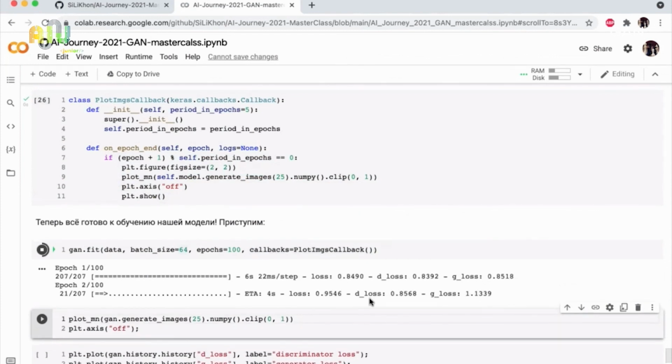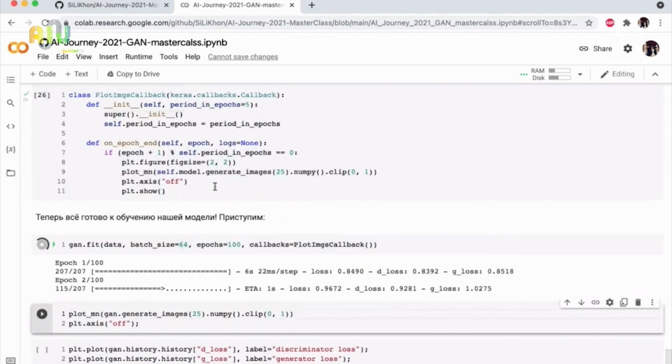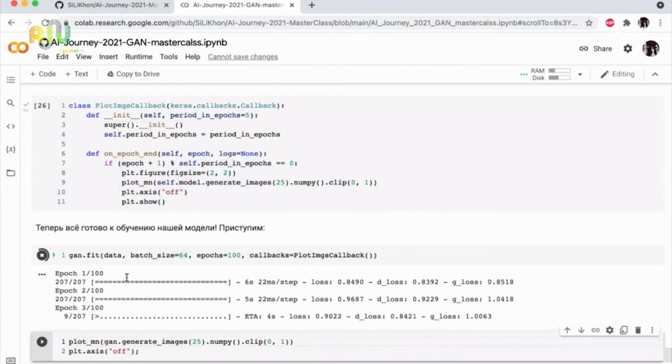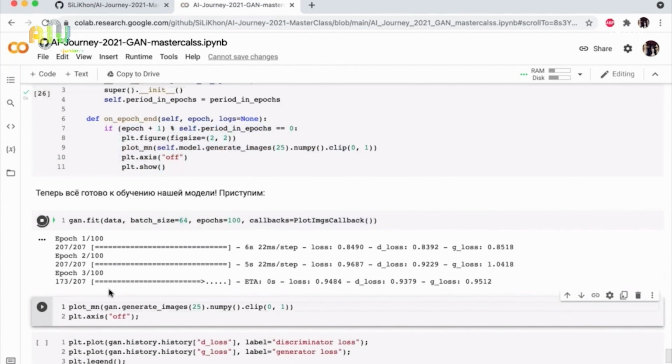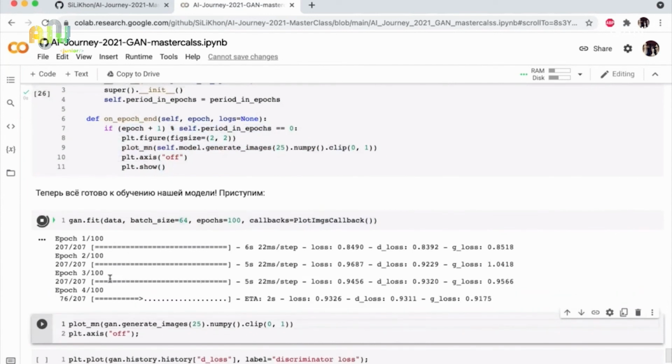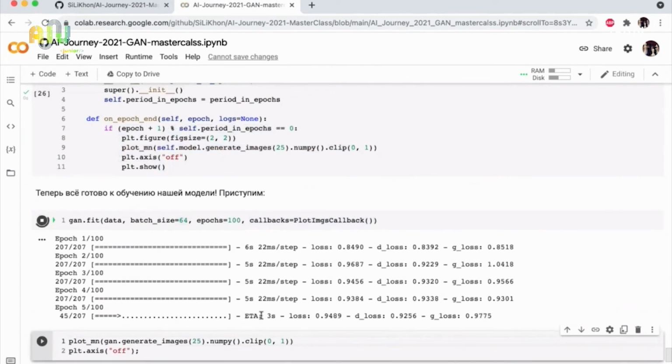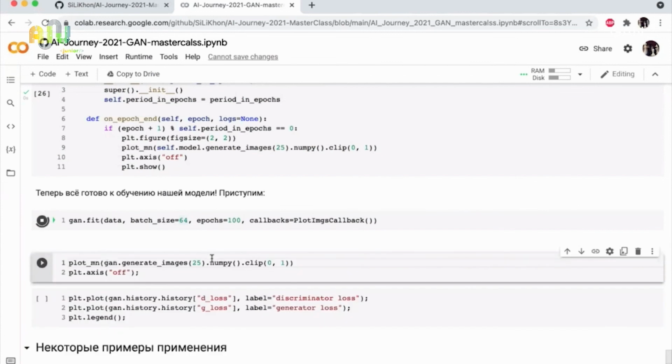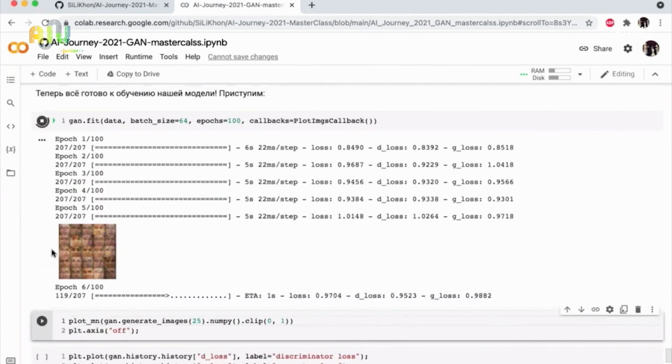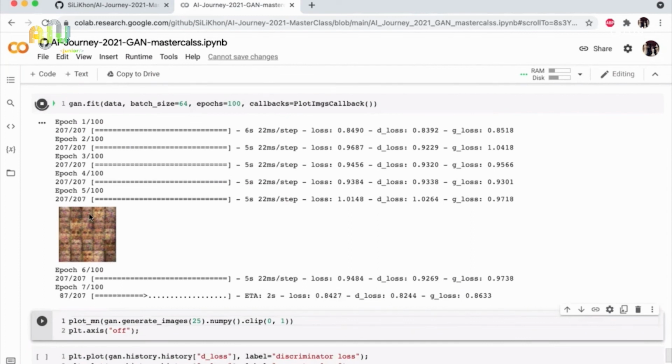This training is quite slow. Here we're trying to do 100 iterations, and they're called epochs. Let's wait at least for 5 epochs to run. We have done it in such a way that once every 5 epochs, it draws the image. So it creates these faces full of noise.